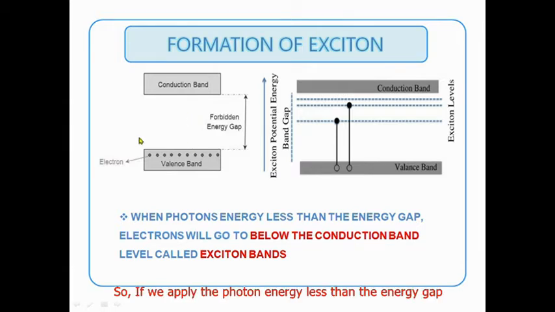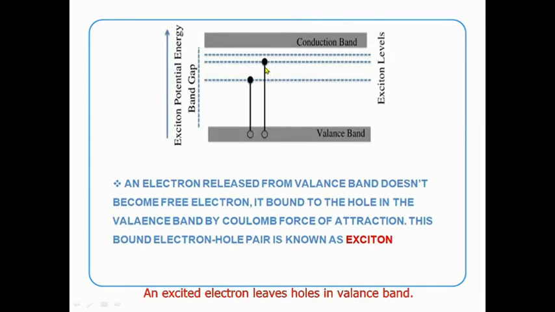So if we apply photon energy less than the energy gap, the electron will not go to the conduction band. So it will reach the exciton band. This exciton band is available below the conduction band. An excited electron leaves a hole in the valence band. Now the electron in the exciton band and the hole in the valence band attract each other by electrostatic force of attraction and make an electron hole pair.